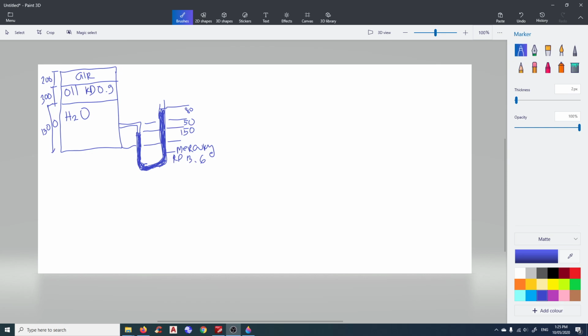Now the tank is connected to a manometer like that, and the manometer is containing mercury, which has the relative density of 13.6. Now the blue solid color here is for mercury. Okay.